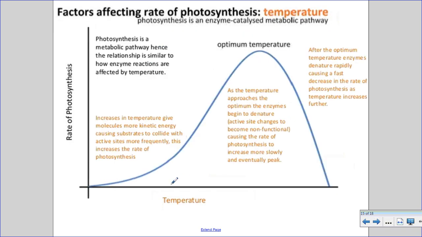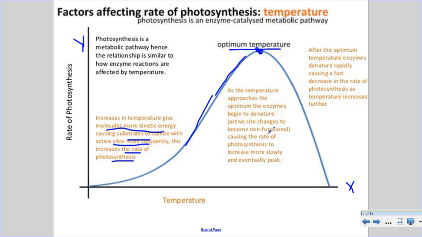The last factor we'll look at affecting the rate of photosynthesis is temperature. So again, we have temperature on our x-axis and rate of photosynthesis on our y-axis. At low temperatures, there is a low rate of photosynthesis, but as temperature increases, this will give the molecules more kinetic energy, causing substrates to collide with active sites more frequently, and this will increase the rate of photosynthesis. So photosynthesis will start to increase until we reach a maximum rate of photosynthesis.